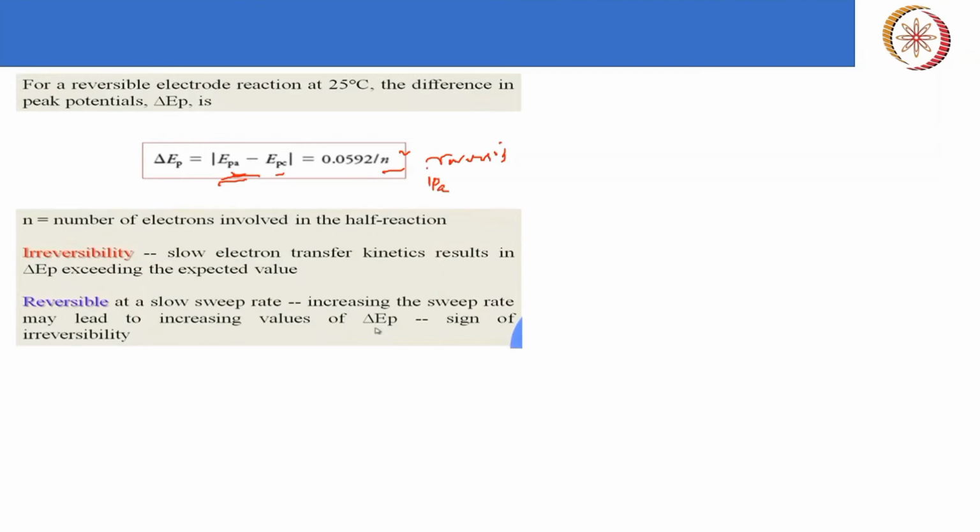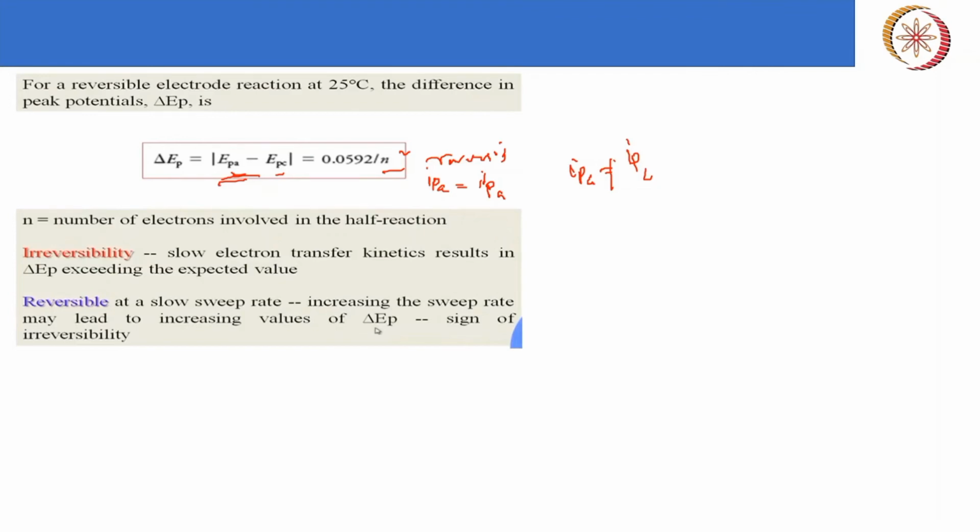The other condition is that the peak current of the anodic process is equal to the peak current of the cathodic process. If they are the same, then that is also a reversible process. And what is an irreversible process? In an irreversible process, IPA is not equal to IPC. That means the current value of the cathodic process is not equal to the current value of the anodic process.